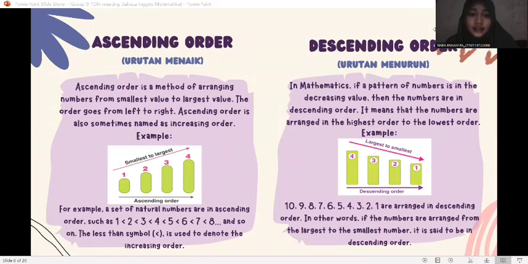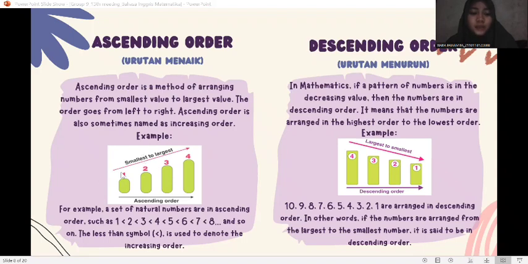Next is ascending order or urutan naik. Ascending order is a method of arranging numbers from smallest value to largest value. The order goes from left to right. Ascending order is also sometimes named increasing order.